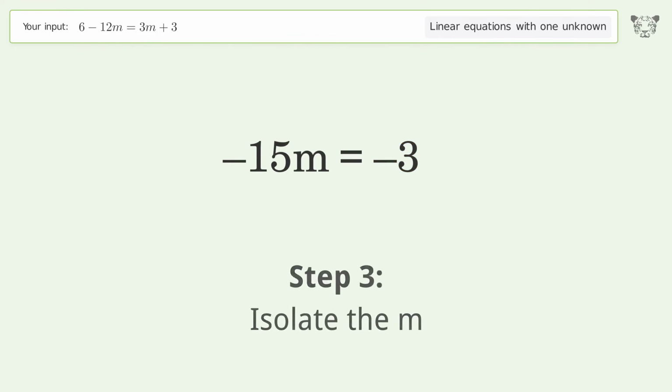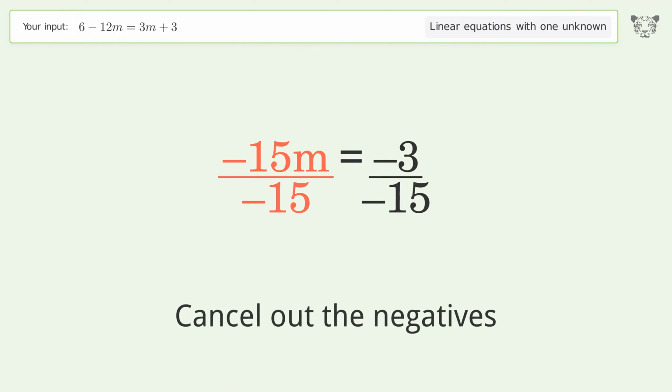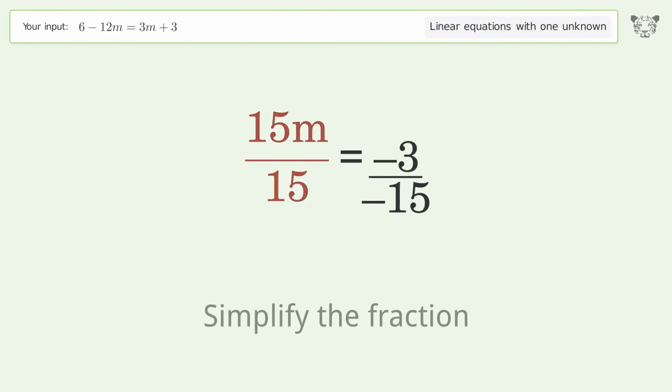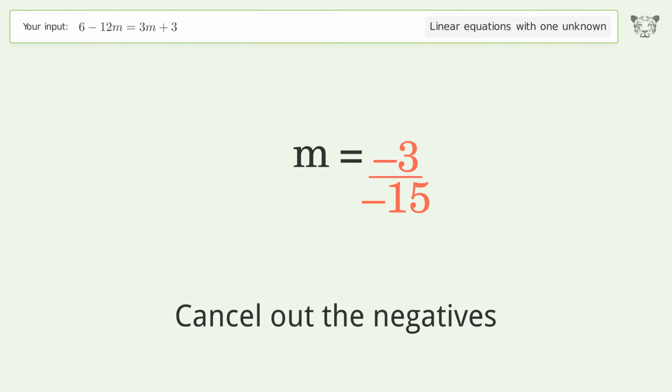Isolate the m. Divide both sides by -15. Cancel out the negatives. Simplify the fraction. Cancel out the negatives.